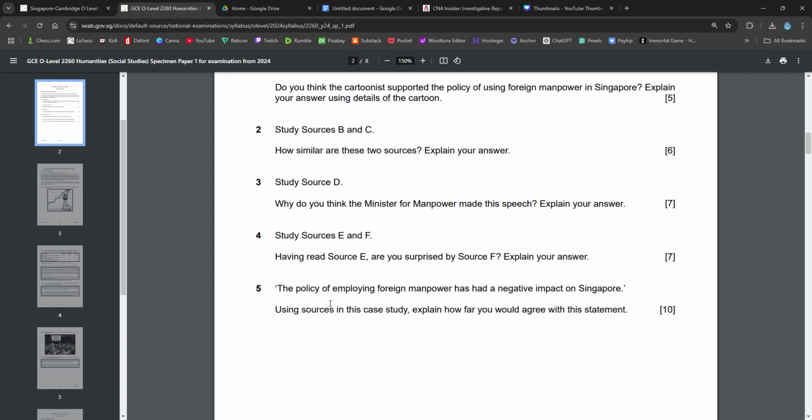Question 4, E and F. Having read source E, are you surprised by source F? Explain your answer. Right? Are you surprised? This question is also really difficult. You should definitely skip number 4. Right? So surprise questions. These are the different types of questions which I will later go through some of them.